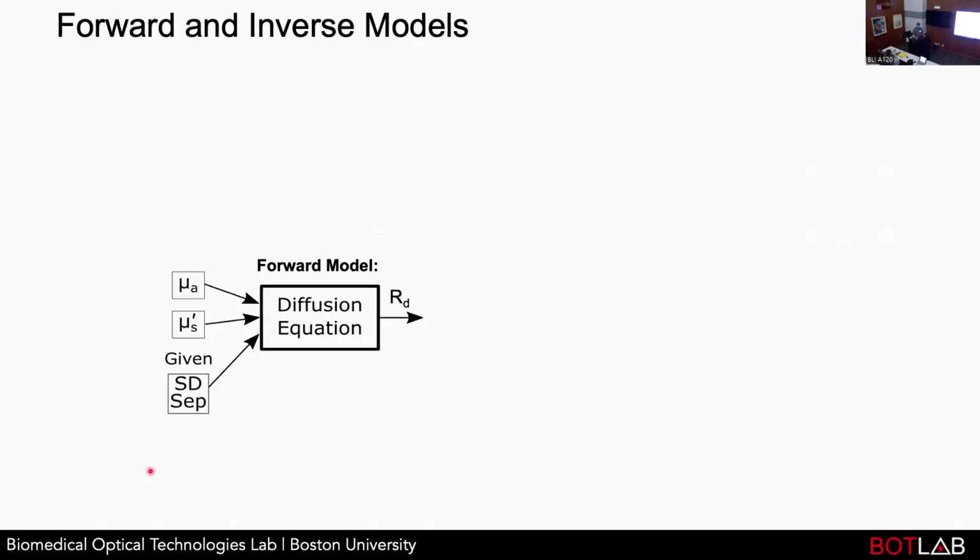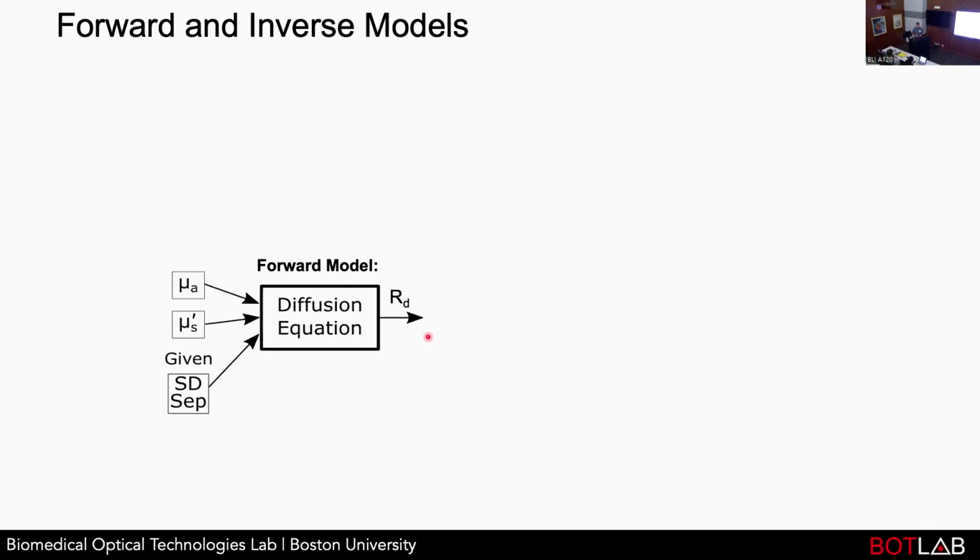So let's start with this diffusion equation. And in order to enter that, we want to first understand forward versus inverse models. So a forward model in this case, those terms have definitions in different fields. A forward model would be the case where we start with optical properties and a source detector separation, and we use a model like the diffusion equation to get out diffuse reflectance.